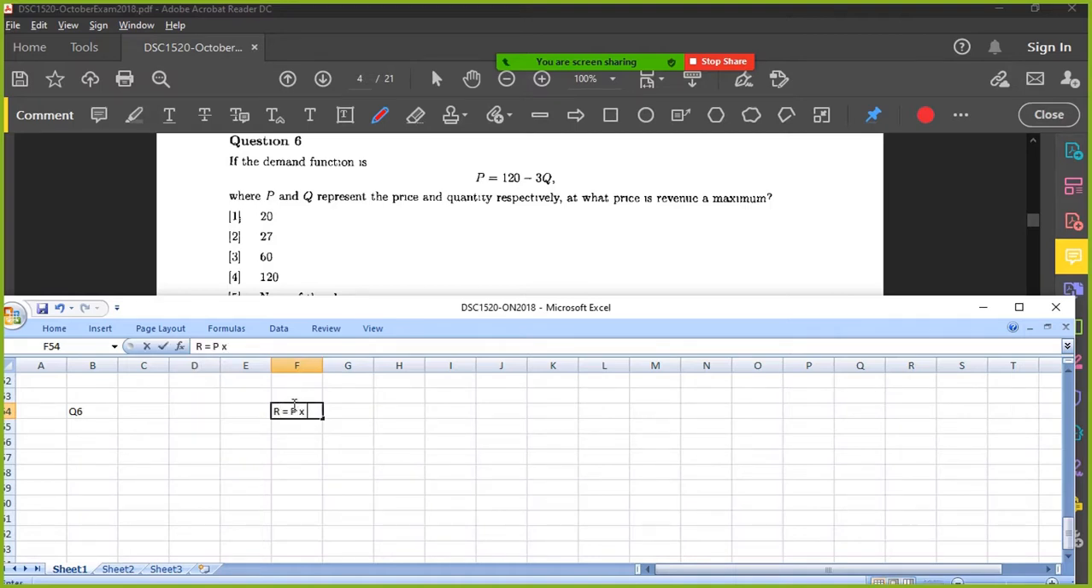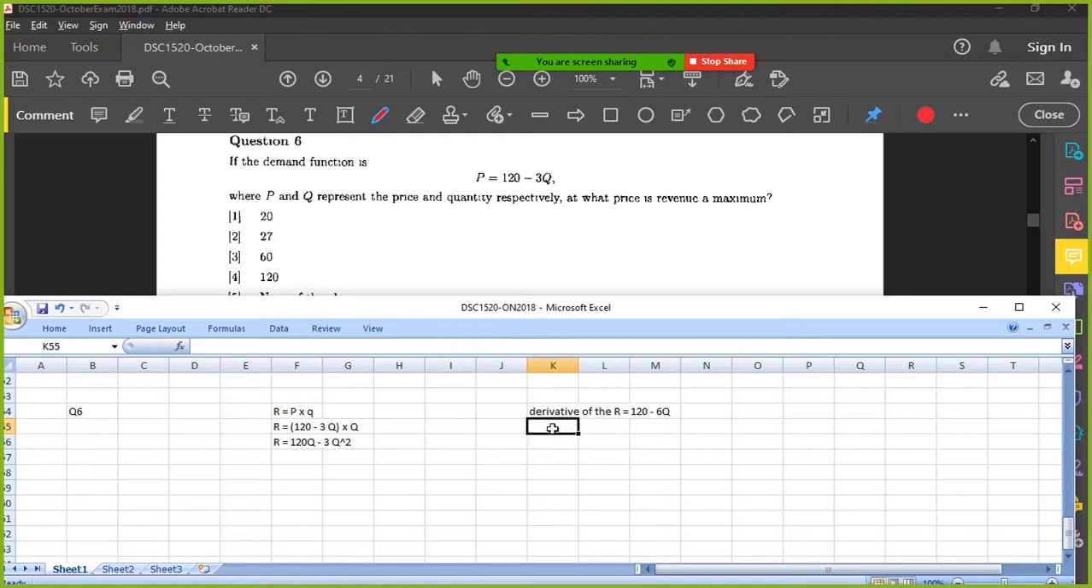So revenue is price times quantity. Yes, good. So P here is (120 minus 3Q) times Q. All right, so you've got revenue, which is 120Q minus Q squared. Do you agree? Yep. They want you to tell them what's the maximum. So the derivative of the revenue function is going to be what? 120 minus 6Q.